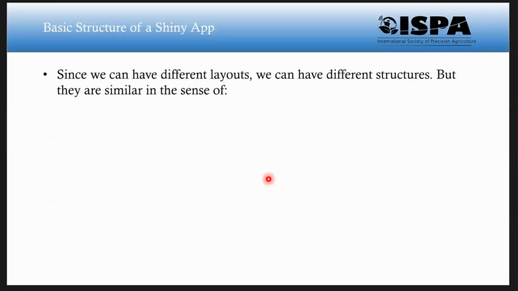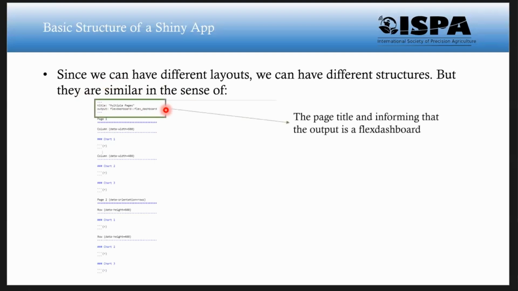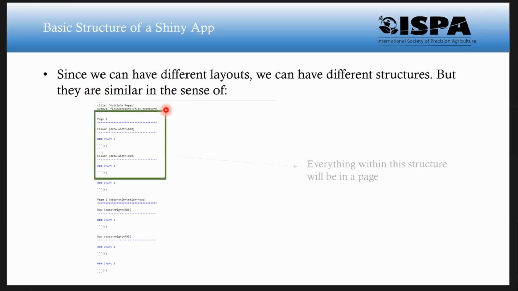So since we can have different layouts, we can have different structures, but they are very similar in one sense. Here they're similar to the one I showed before. We can have the title here and the output that is informed, that's a Flex Dashboard output. But then in here, everything in this structure between this equal sign and this equal sign will be in one page.